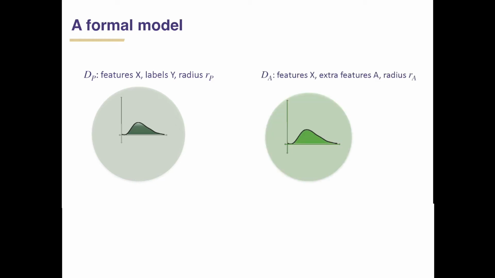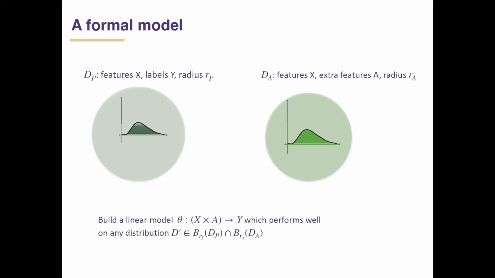And then imagine we also have another data set generating distribution, right? Which also provides for us features x, some extra features a, and some new radius, right? And the question, in this simplified model, is: when would you expect that training on data from both DP and DA simultaneously would allow you to do something more interesting than just training on data from DP by itself?